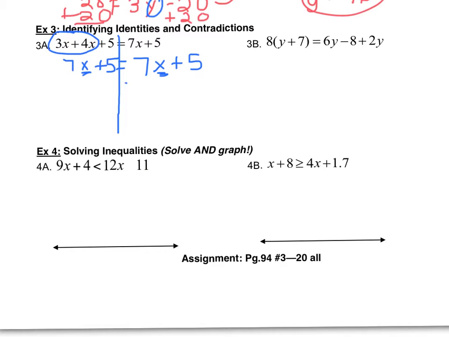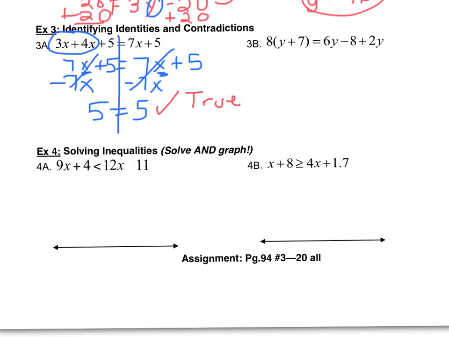If you didn't notice that, you might continue to try to solve by minusing 7x and minusing 7x, and then you might realize that the variables went away, and that's sort of weird, but when you write your leftovers, you have 5 equals 5. And that is a true statement.